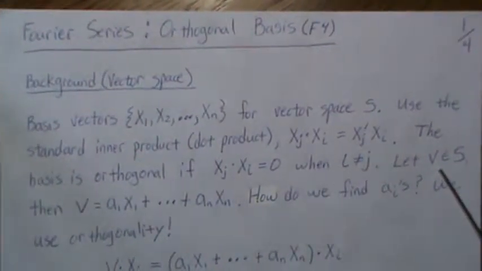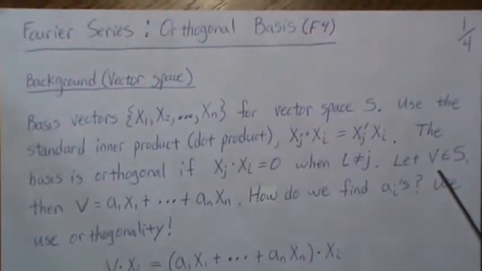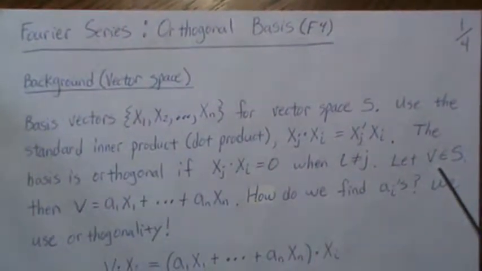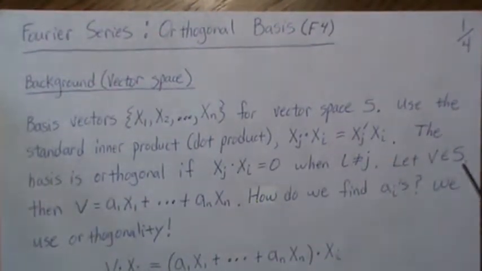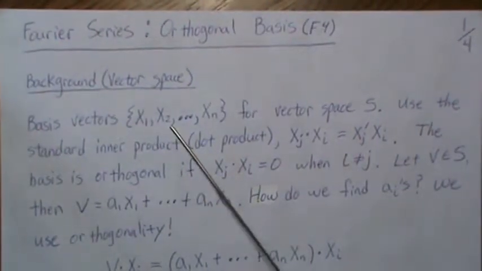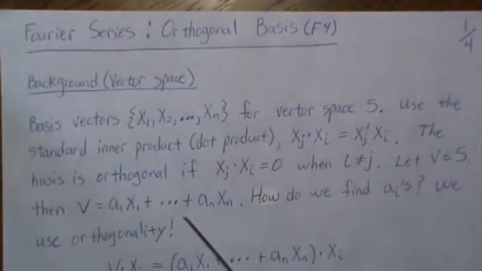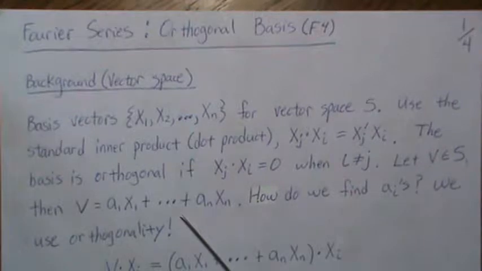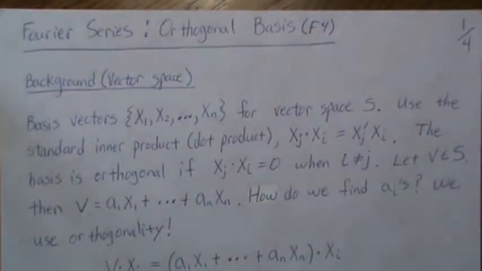Now this is the key point for the Fourier series, where I want to make an analogy in this vector space. If we let V be a vector in this space, it can be represented as a linear combination of these basis vectors. That makes perfect sense, and when we go into the Fourier series I'm going to point back to this, and since this makes perfect sense, it should make perfect sense for the Fourier series.